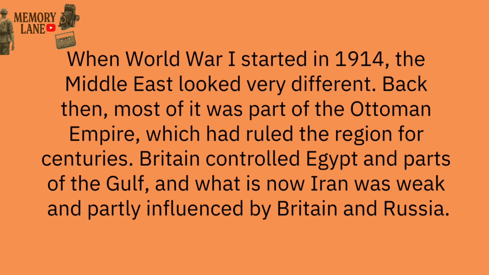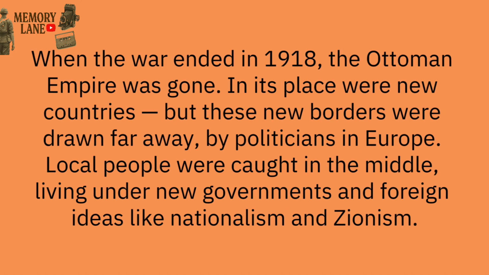When World War I started in 1914, the Middle East looked very different. Back then, most of it was part of the Ottoman Empire, which had ruled the region for centuries. Britain controlled Egypt and parts of the Gulf, and what is now Iran was weak and partly influenced by Britain and Russia. When the war ended in 1918, the Ottoman Empire was gone. In its place were new countries, but these new borders were drawn far away by politicians in Europe. Local people were caught in the middle, living under new governments and foreign ideas like nationalism and Zionism.